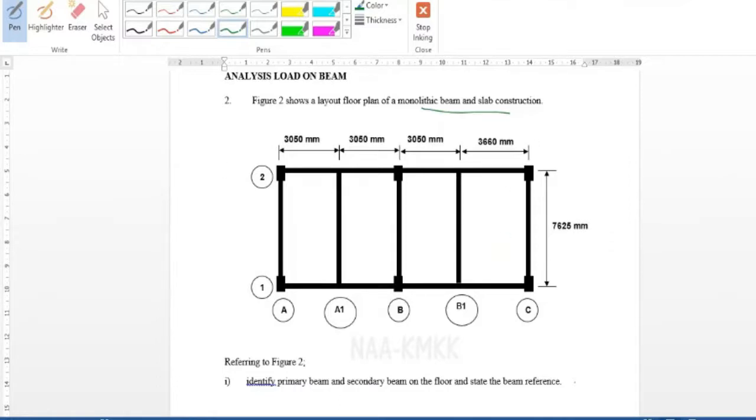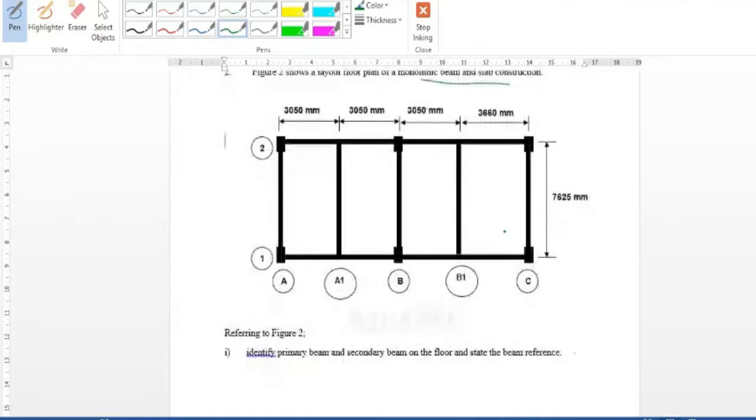Referring to figure 2, question number 1, let us do it together. Refer to your own question. Referring to figure 2, identify the primary beam and secondary beam on the floor and state the beam reference. So here you have to state which beams are primary and secondary, and how to identify them by stating the beam reference.